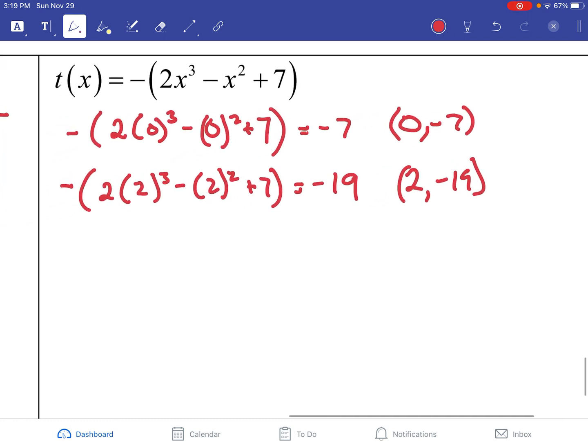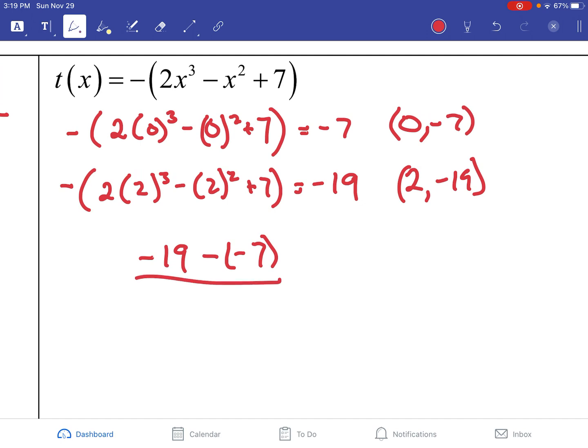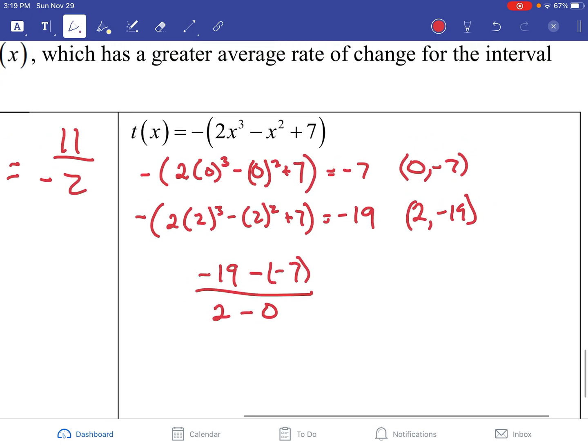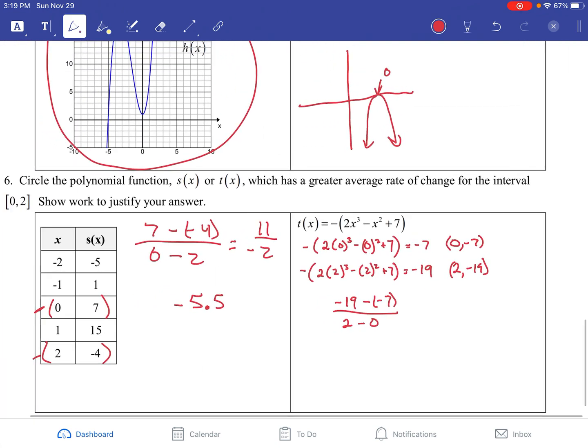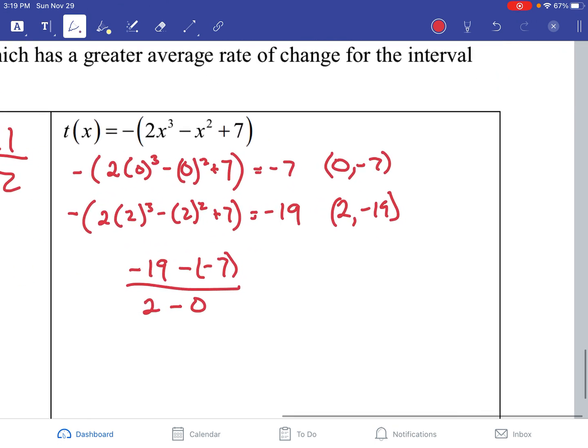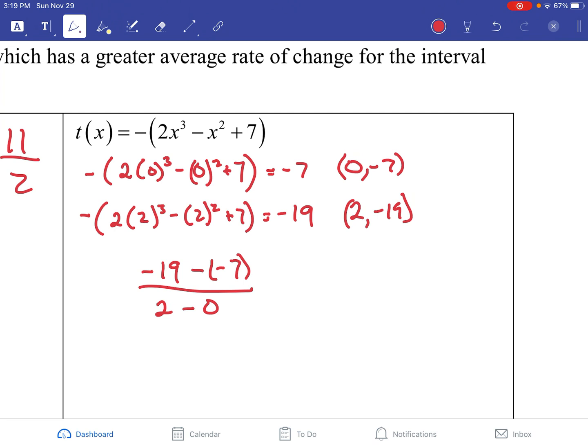So if I find the slope of that, I got negative 19 minus negative 7 over 2 minus 0. Now, some people might be asking, well, for the last one you did, the y one, it doesn't make a difference which one you do first as far as the order of the slope thing, as long as you're consistent. Okay, so I could do y1 minus y2 over x1 minus x2, or I could do y2 minus y1 over x2 minus x1. As long as you're consistent where the x's or the 1s and the 2s go, you're fine.